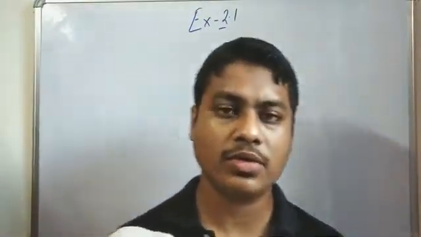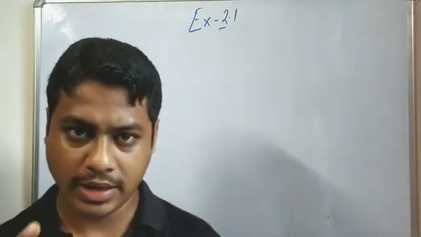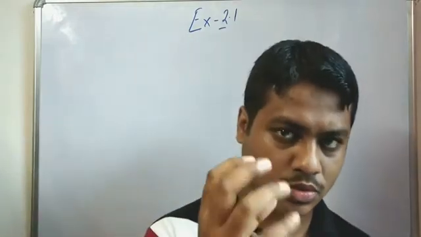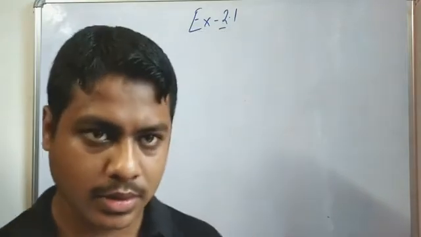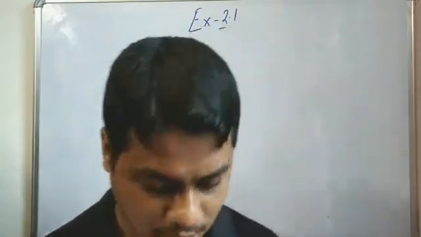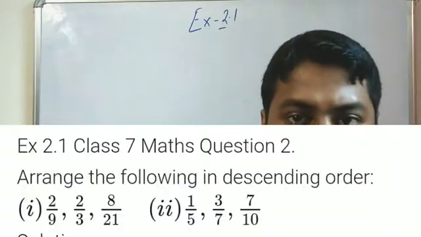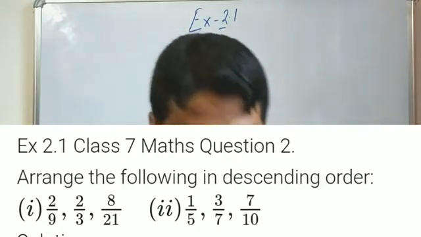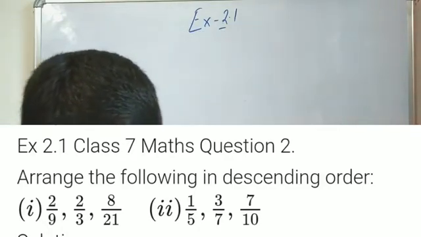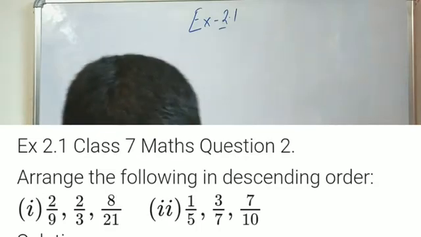2.1. We have already solved question number 1, and I have also given some questions to do in your copy. So today I'll be starting question number 2. You can see question number 2 on the screen. The question is: arrange the following in descending order. So there are two questions.